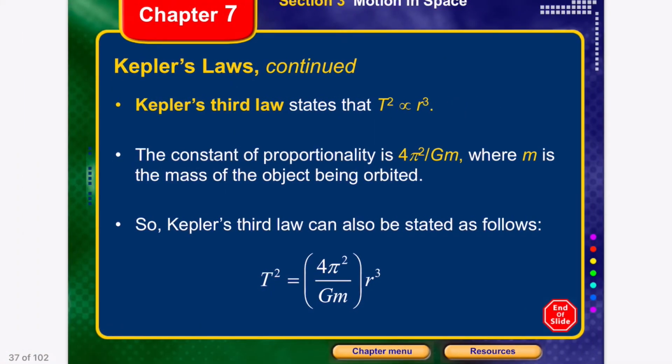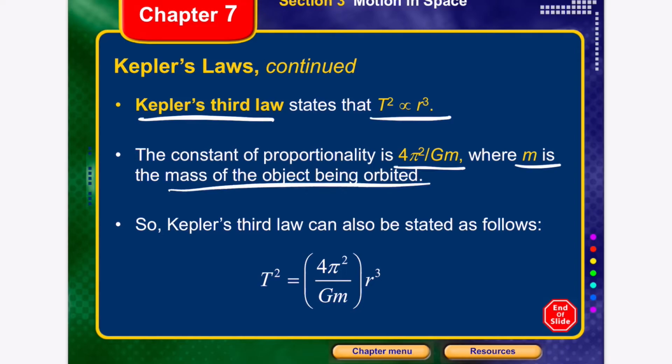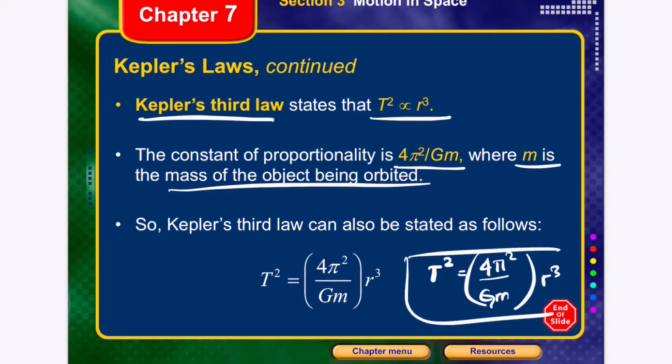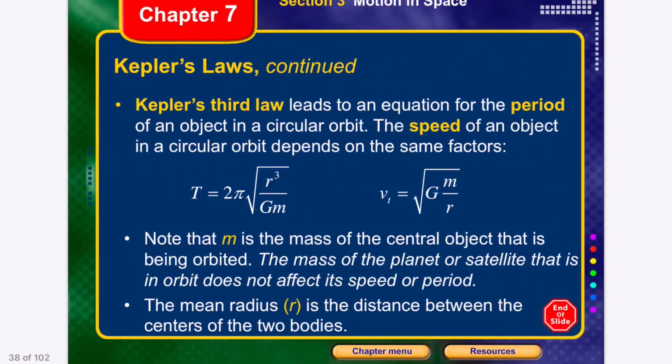Next, let's look at Kepler's third law. It states that the square of the orbital time period is proportional to the cube of the distance between the planet and the sun. The constant of proportionality is 4 pi squared by GM, where M is the mass of the object being orbited. So we can write T squared equals 4 pi squared by GM times r cubed. So this is Kepler's third law.